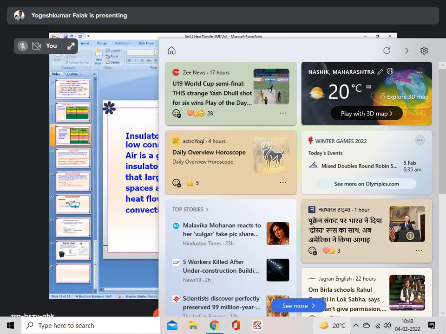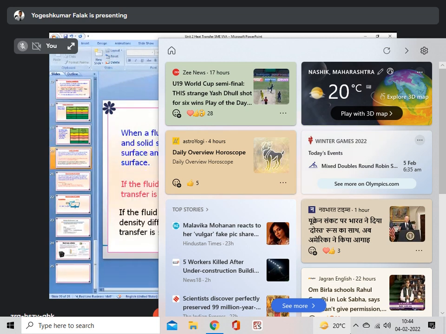Air is a good insulator, for your information, because this is asked in the exam: is air a good insulator or not? Air is a good insulator, except that large air spaces allow heat flow by convection. Glass has very low thermal conductivity, 0.84, water has 0.60, wood has 0.10, and air has 0.023. So air is considered an insulating material. Then we move to the next point, heat convection.